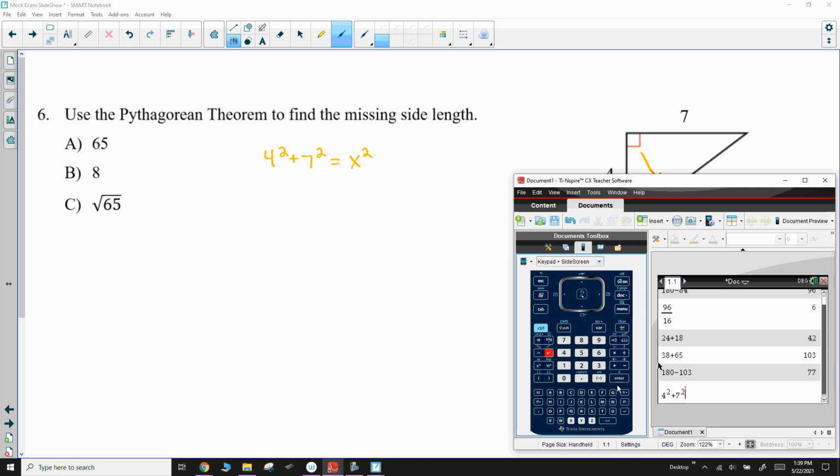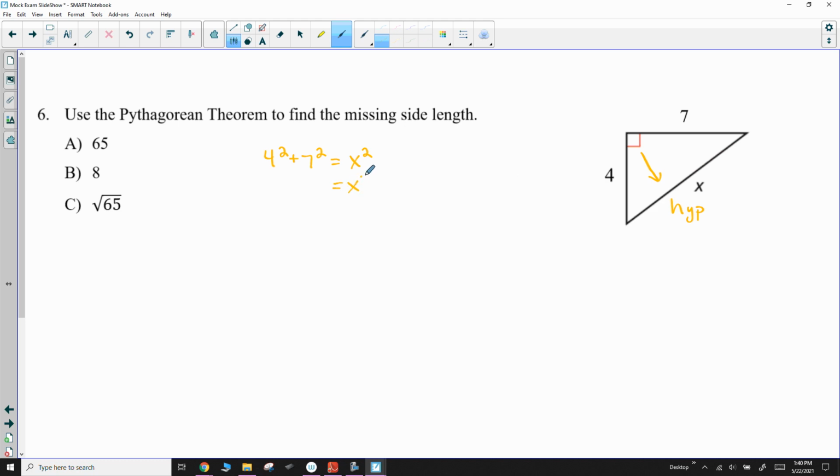I'm not looking for the same level of work on this as I would on a typical quiz or test where you're showing all your work, but you do need to start out and show some steps along the way.